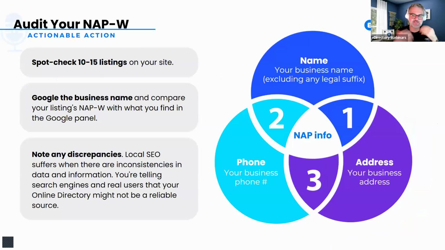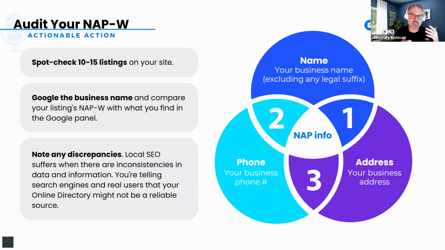Before we touch any advanced tools, we must start with the foundation. Your number one action item is to audit your NAP or NAPW, which stands for name, address, phone, and website. The importance of this is because local SEO suffers when there are inconsistencies in data and information. You are telling search engines and real users that your online directory might not be a reliable source of information.